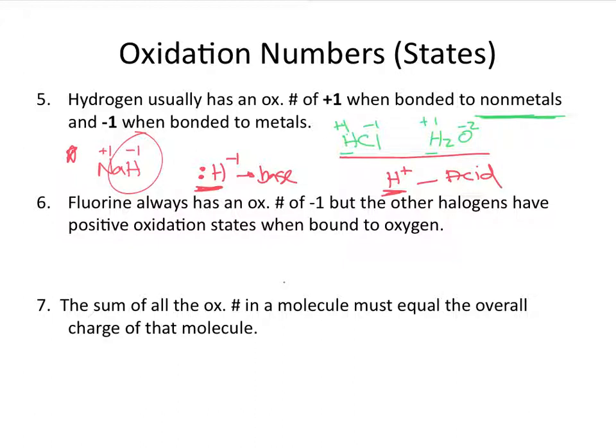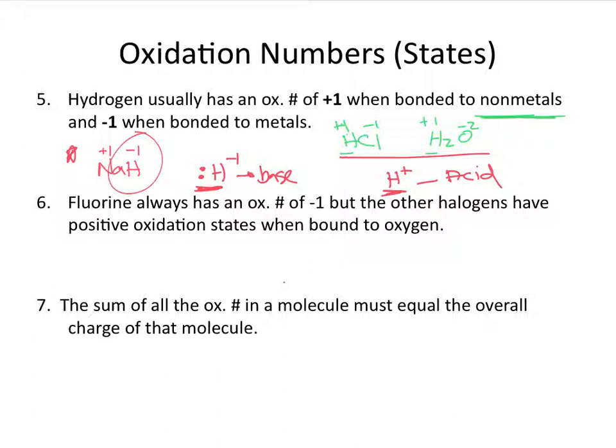Okay, so let's go with fluorine. Fluorine always has an oxidation number of -1. It's the most electronegative element, so it's the one on the table that's most desiring to have that set of electrons, or that negative charge. Now, other halogens can also have a -1 oxidation number. However, they can also have positive oxidation states, and this usually happens when they are bound to oxygen.